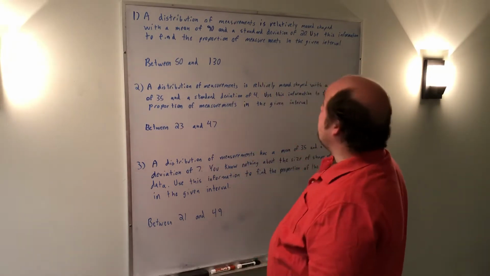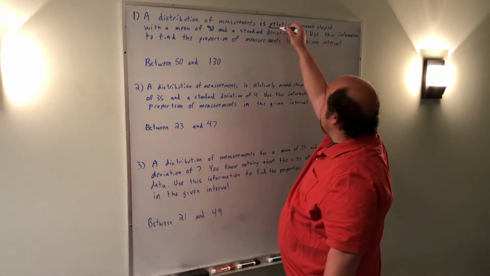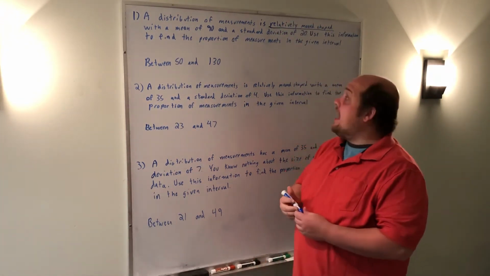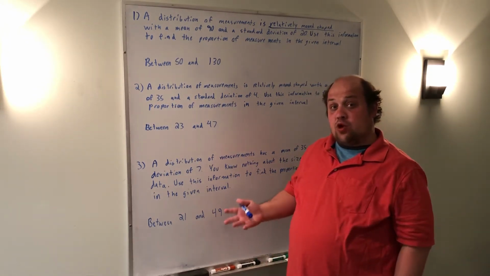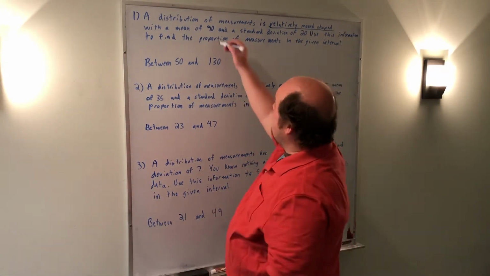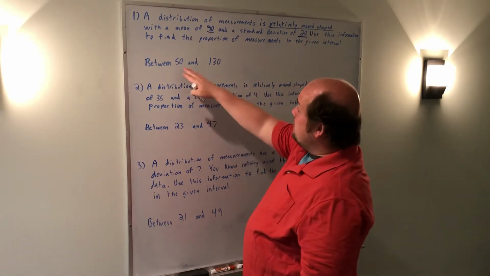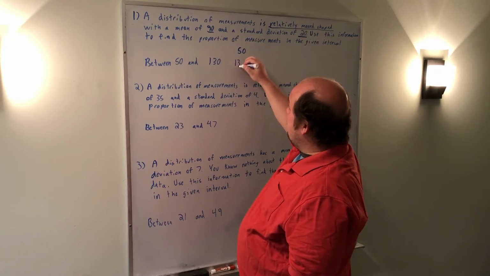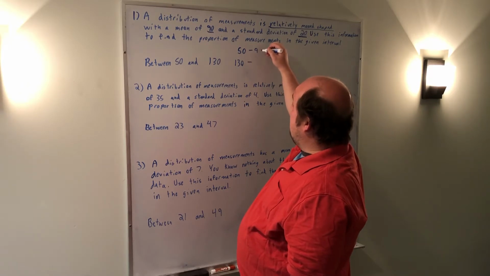When I read the first one, it tells me a distribution of measurements is relatively mound-shaped. Those words, relatively mound-shaped, tell me I'm using the empirical rule. Now that I know I'm using the empirical rule, I need to know which row I'm in. Am I plus or minus 1, 2, or 3 standard deviations? So what I'm going to do is pull out the mean of 90 and the standard deviation of 20. Using my two between numbers, 50 and 130, I'm going to subtract from that the mean of 90.